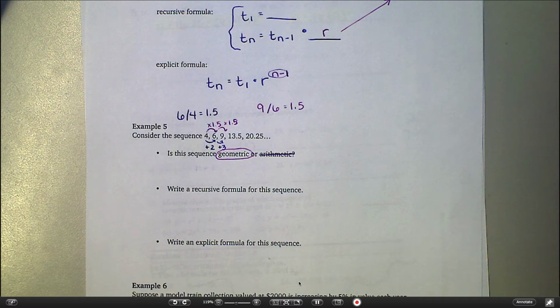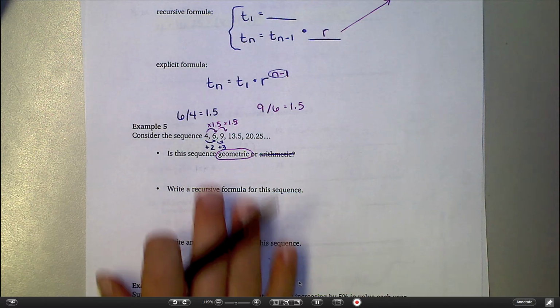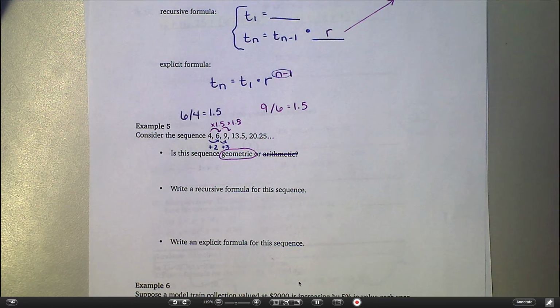By the way, neither works as well. You can have a sequence that is not geometric or arithmetic. I didn't give you that option here, but I just want you to be aware of that: just because it's not arithmetic doesn't automatically mean it's geometric.